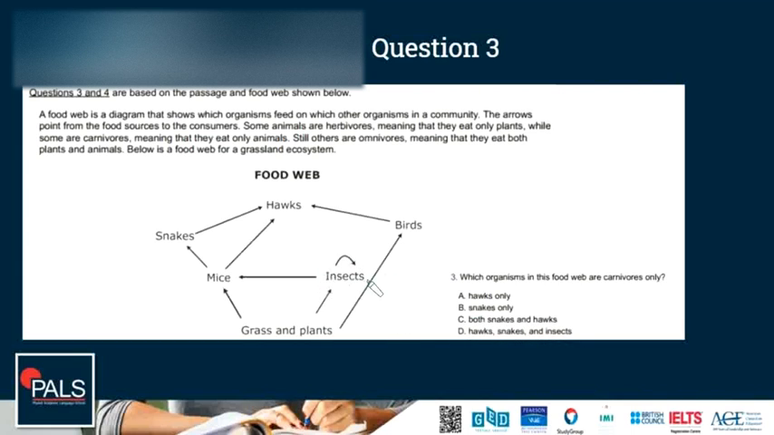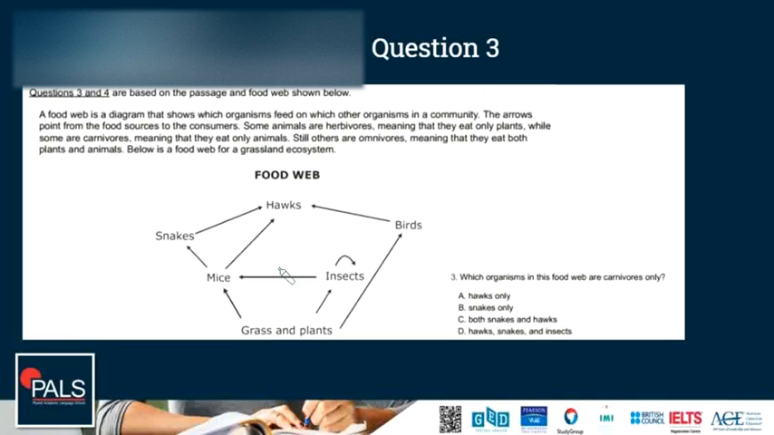We can see that insects feed on grass and plants, and what else do they eat? They eat other insects, that's it. Other arrows that are connected to insects, we have one arrow that goes towards the mice. That means that mice eat insects, but not the other way around. So insects eat grass and plants, and insects eat other insects. Then we have the snakes. Snakes eat only mice, and hawks eat snakes, mice and birds.